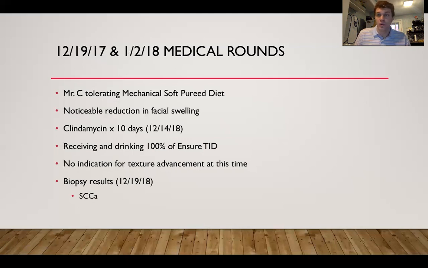There was a noticeable reduction in facial swelling. He had been on an antibiotic for 10 days since the 14th of December. He was receiving and drinking all of his supplements. There was no indication for texture advancement at this time. And on the 19th of December, we received results from his biopsy, and he was diagnosed with having squamous cell carcinoma.